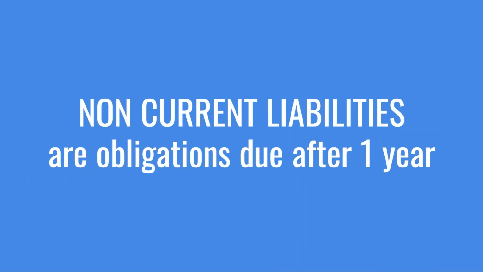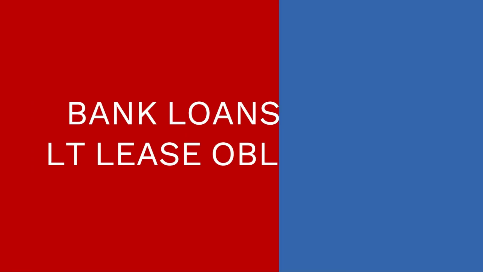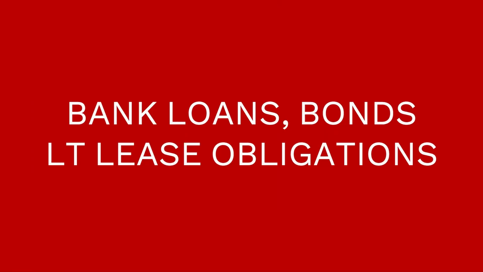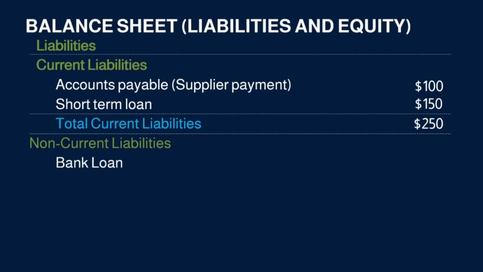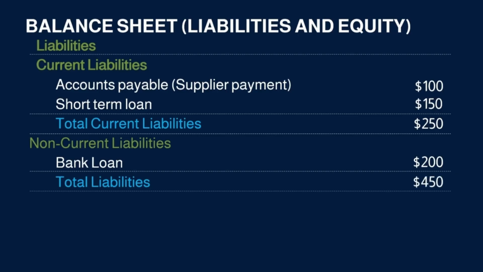Non current liabilities or long term liabilities are obligations which are due after more than 1 year. Examples would include bank loans, bonds issued to investors, long term lease obligations, etc. So, in our example, if we assume that the bank loan is $200 and there is no other long term liability, so the total liability of this company is $450.